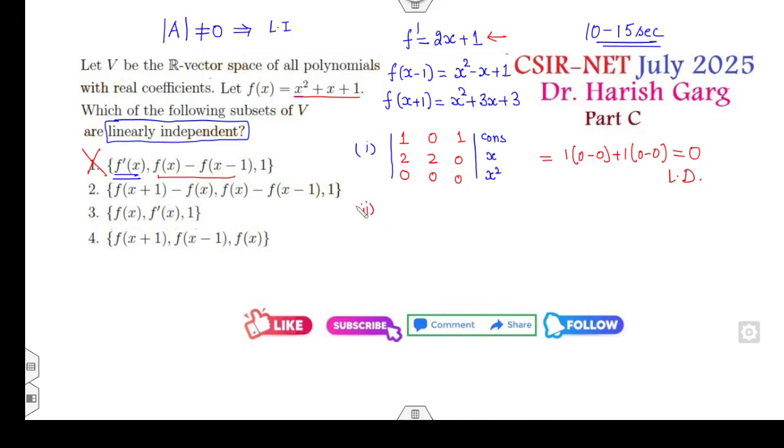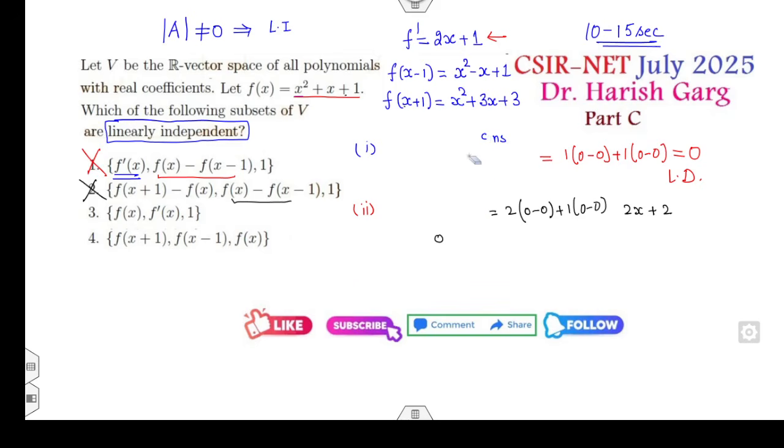Similarly, for the second part, if you write the matrix corresponding to f of x plus 1 minus f of x, x square will be cancelled. It's 2x plus 2. Constant is 2, coefficient of x is 2, x square is 0. Then f of x minus f of x minus 1, which is already computed: 2, 0, 2. And 1, it's 1, 0, 0. Can you find the determinant? So the determinant is 2 times (0 minus 0) plus 1 times (0 minus 0). Again, they are LD. So the second option is also cancelled.